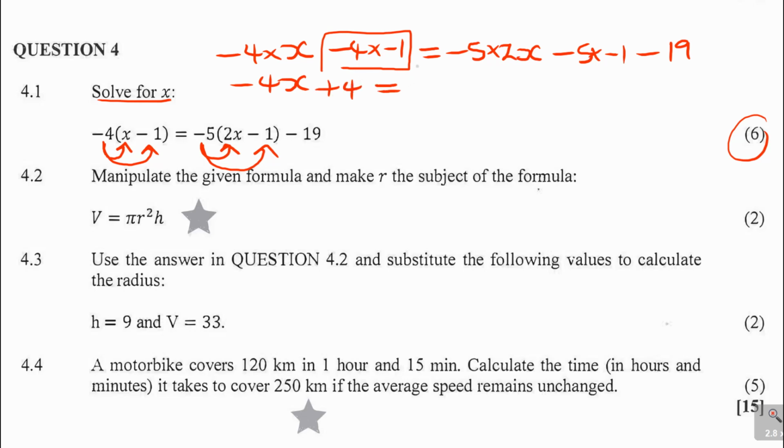Don't try to use your mental knowledge, just test it. Minus 5 times 2x, multiply the two numbers, say minus 5 times 2, it will give you minus 10, then you maintain the x. Again, minus 5 times minus 1, use a calculator, you're going to get here plus 5, minus 19. When you've done this, guys, it's 6 marks. It just needs you to be careful. Look at this. You do what is called collect like terms here. That's what they needed here. When you're collecting like terms, usually we take x to the left hand side.